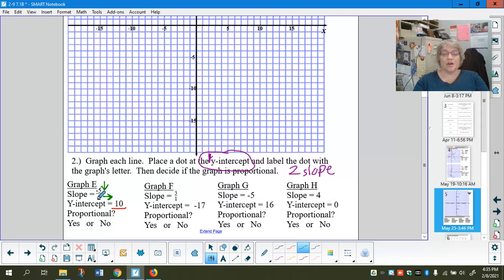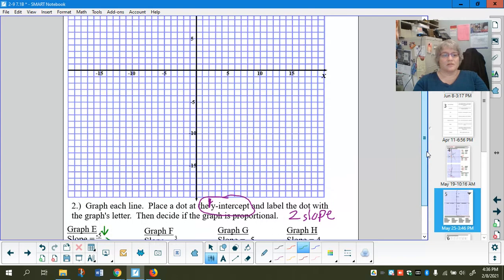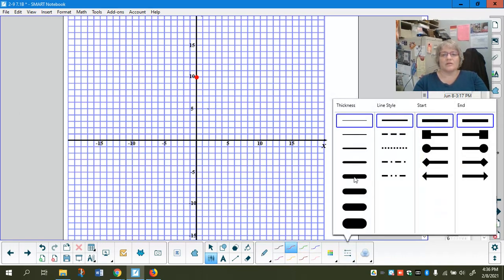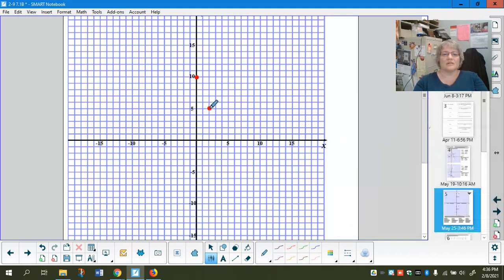Now we're always going to go to the right. The top number tells us up or down. The bottom number always tells us to the right. Always, always, always. So going down 5: 1, 2, 3, 4, 5, and to the right 2: 1, 2, put a dot. I want my nice big red dots. Okay, and again, 1, 2, 3, 4, 5 down, to the right 2, put a dot.